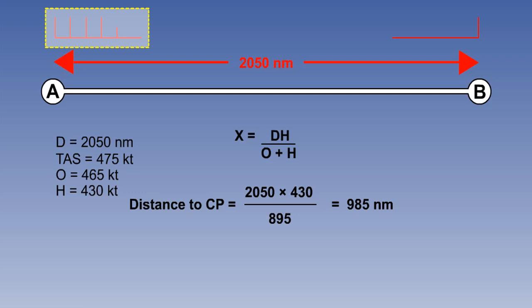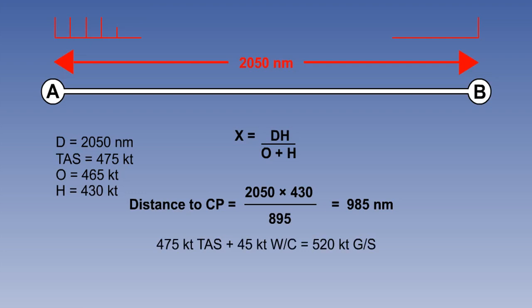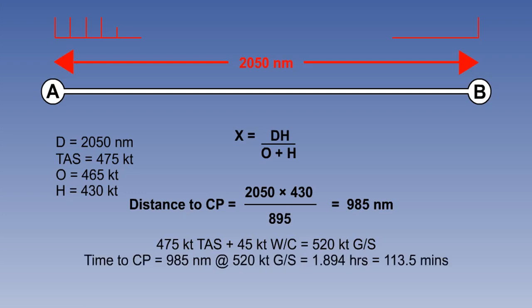The first thing to notice is that the ground speed to the critical point is not O if the wind changes. O assumes a headwind component of 10 knots. But out to the critical point, the wind component is 45 knots tail. Therefore, a TAS of 475 knots plus a tailwind of 45 knots gives a ground speed out to the critical point of 520 knots. So our time to the critical point is 985 nautical miles at a ground speed of 520 knots, which comes to 113.5 minutes.